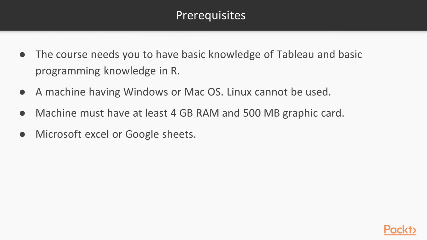The prerequisite for this course is that users need to have a basic knowledge of Tableau and basic programming knowledge in R. You would also need a machine which runs either Windows or Mac OS. You cannot use Linux because we are using Tableau and Tableau is not supported on Linux. Your machine must have at least 4 GB of RAM and a 500 MB graphics card. This is of course to ensure that visualization software like Tableau and R can work smoothly. You might need Microsoft Excel or Google Sheets in order to load and view the data manually.